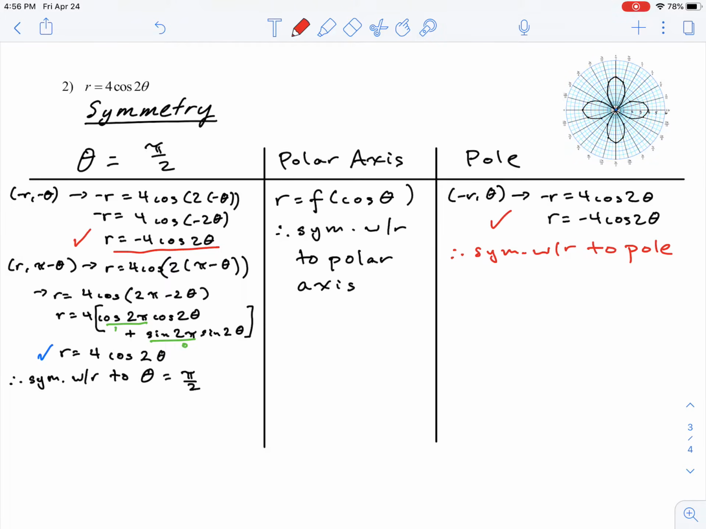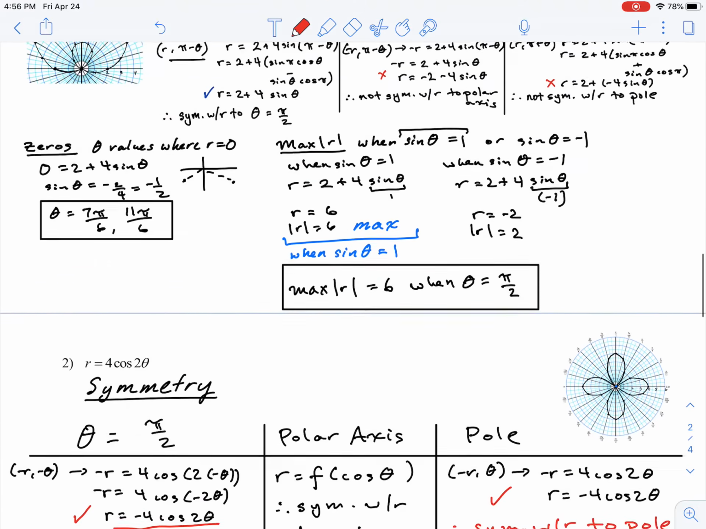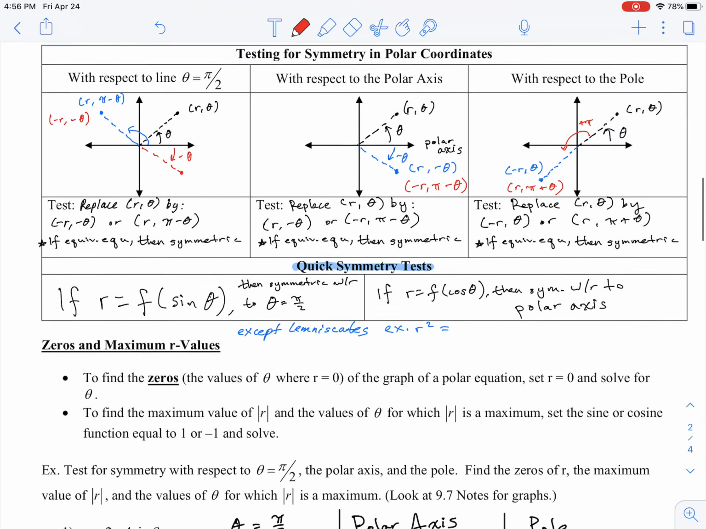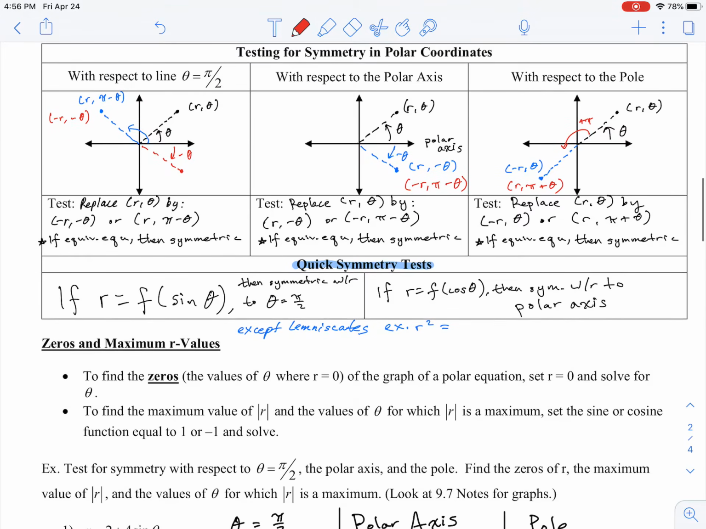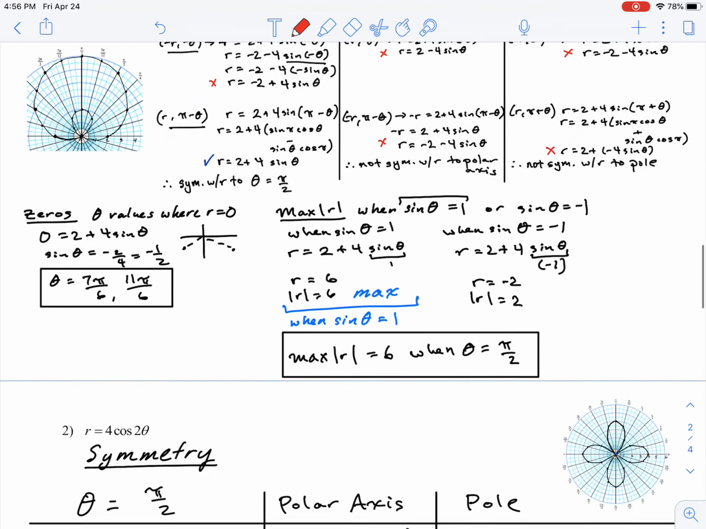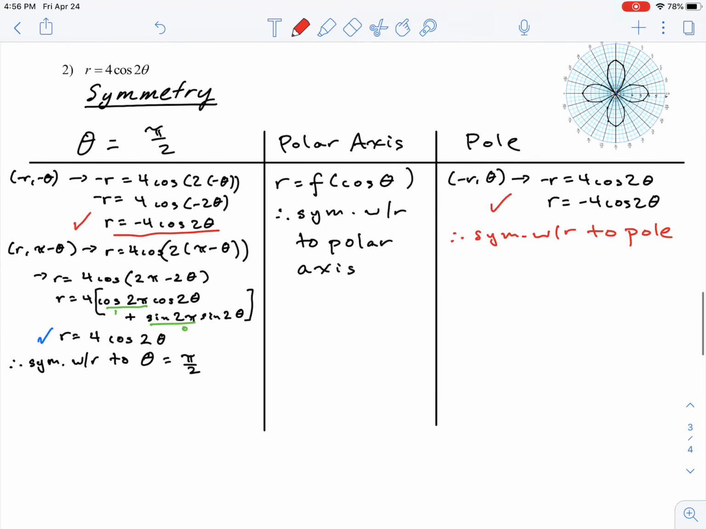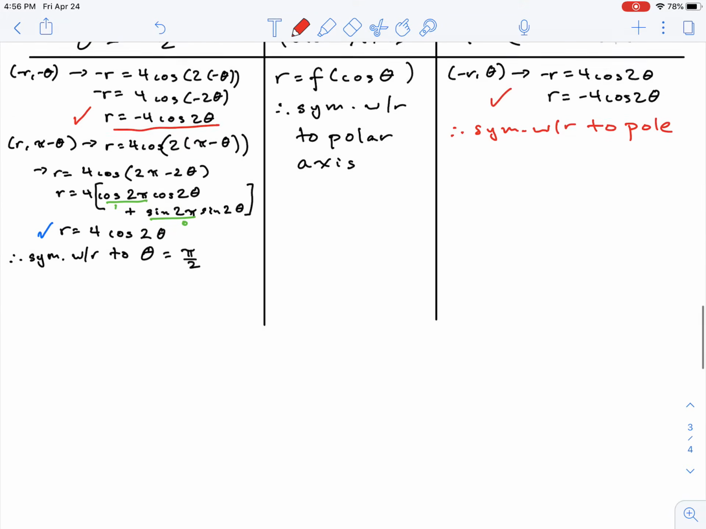And if that's flying over your head, just try the second check. Looking back to our notes, check by plugging in theta for pi plus theta. If you use the sum formula again, you'll see that you get the exact same equation. I'm not going to do that right now, but hopefully that's enough proof for you to see why this particular polar graph is symmetric with respect to all three: pi over 2, the polar axis, and the pole.